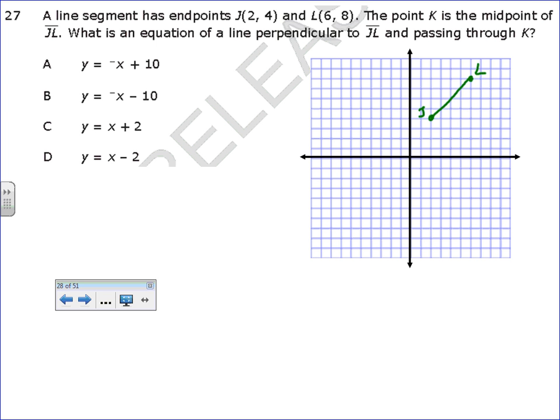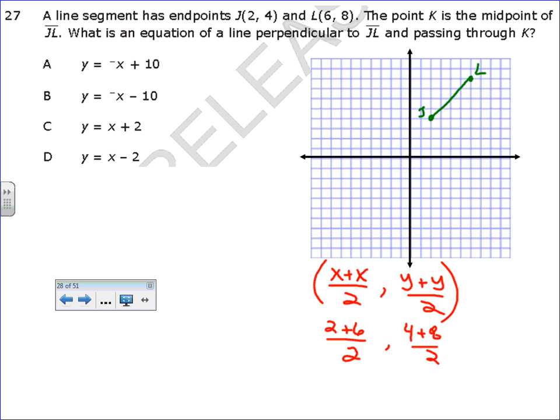All right, the point K is the midpoint of JL. Okay, so to find the midpoint, I have to take the x plus x and divide it by 2, y plus y divided by 2. That is my ordered pair. So that means I have 2 plus 6 divided by 2, comma 4 plus 8 divided by 2. Well, when I simplify that, that's 8 over 2, which is 4, and 4 plus 8 is 12 divided by 2, which is 6. So this is point K, my midpoint. If I go over 4 and up 6, I have my midpoint K.